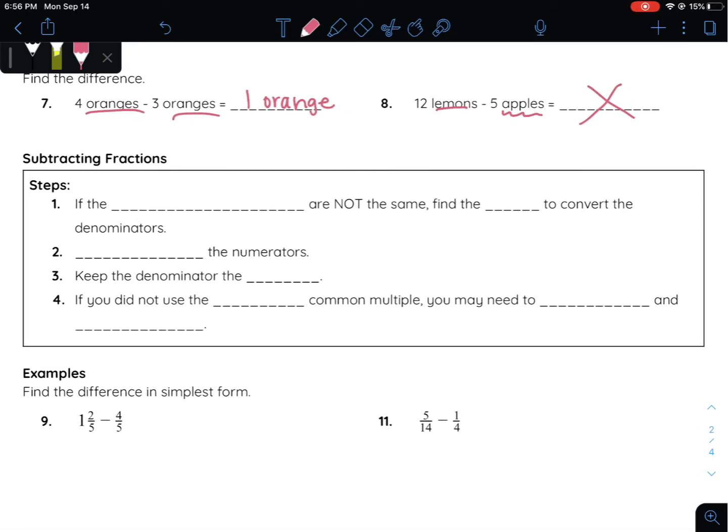Okay, so same exact rules here. If the denominators, or the bottom numbers, are not the same, find the LCM to convert the denominators. Now subtract the numerators. Keep the denominator the same. And if you did not use the least common multiple, you may need to factor and simplify.